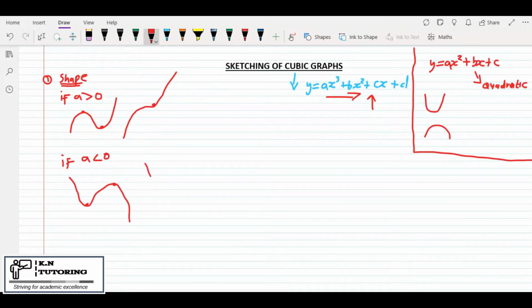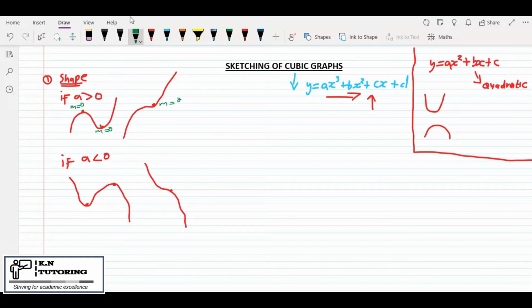Similarly, you can have a situation where it goes like this and then continues to go down, with a turning point like this. The most important thing you need to look at is this point here. This is where the gradient is equal to 0, so this is also what you call the turning point. Here we know that the gradient is equal to 0.